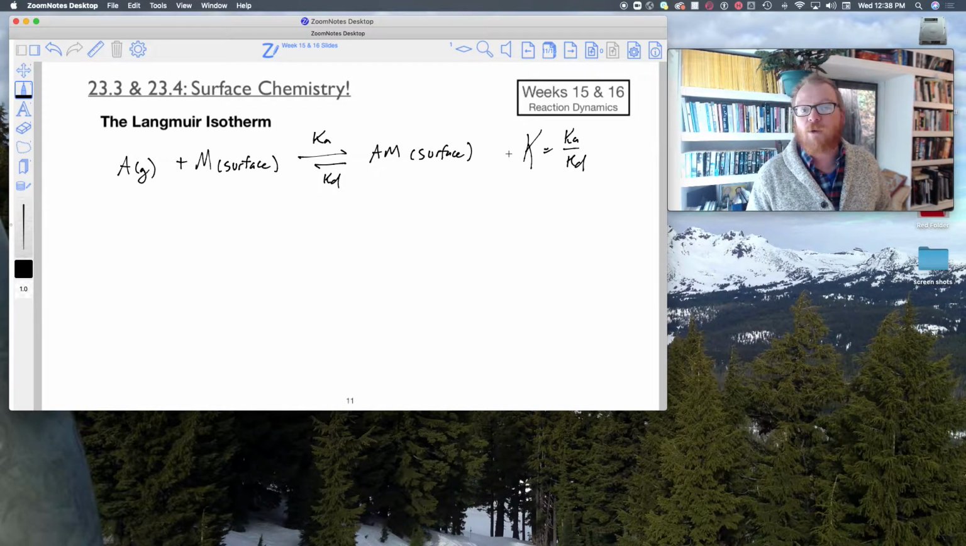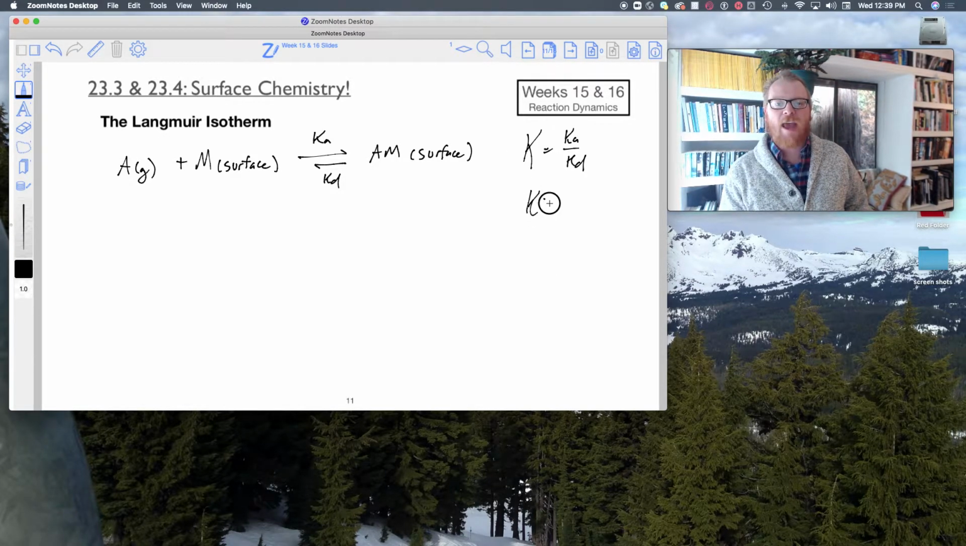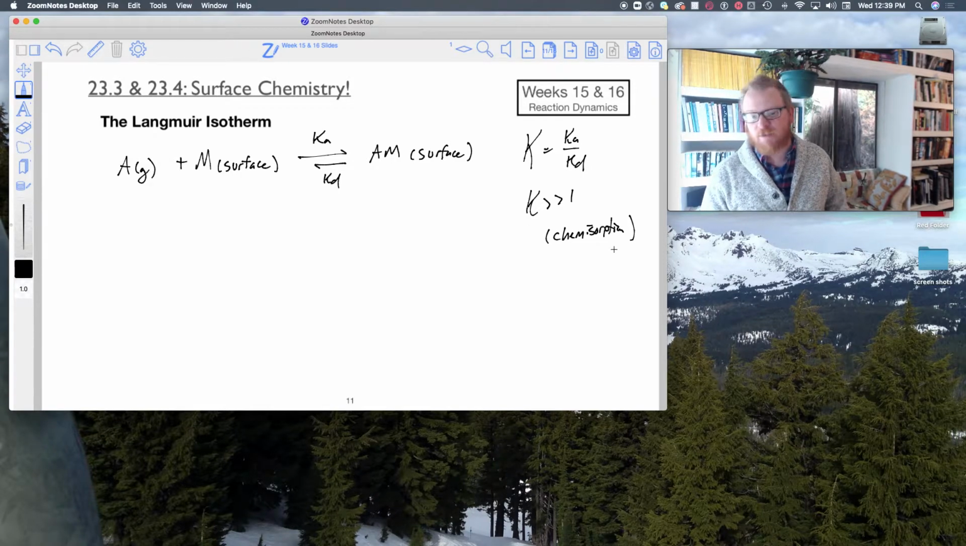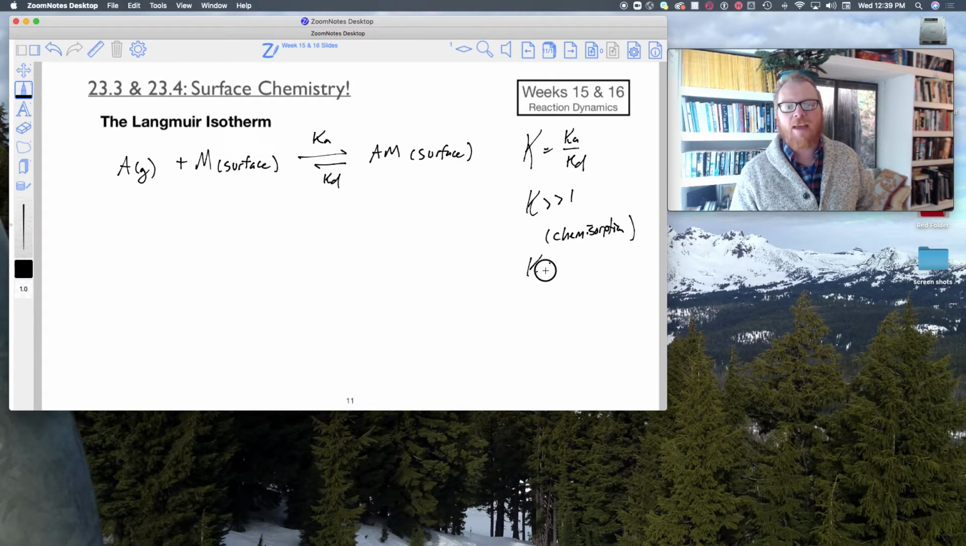So if the equilibrium constant K is much, much greater than 1, that typically means chemisorption. It doesn't have to be the case, but that's very typical. And if K is much, much less than 1, that's typically physisorption, assuming I can spell this word.